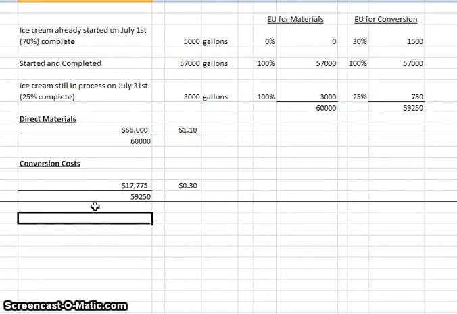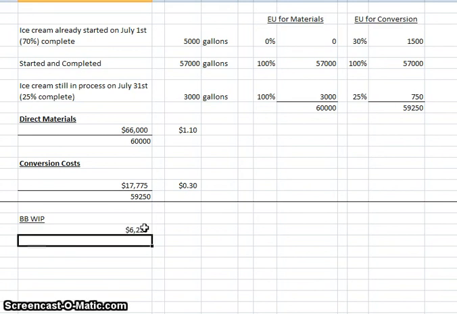So the way I like to look at it is I like to look at each one of these categories individually. So you have your beginning balance of what was in your work in process. Again, if you go back to that beginning slide, you would see that the items that were in there on July 1st that were 70% complete already had a dollar value associated with them, and the dollar value was $6,225.